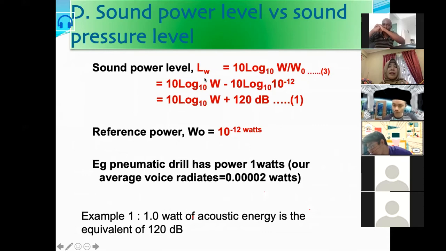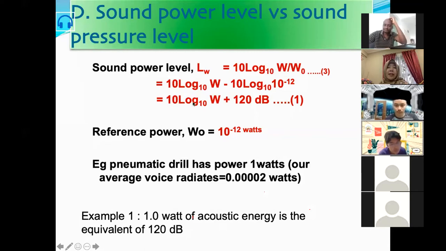Okay, sound power. This is the equation. Sound power is equal to LW. This is the expression. This is the watt, the machine watt, and this is the reference watt. So forget about this.